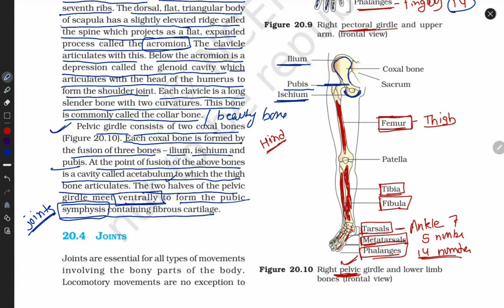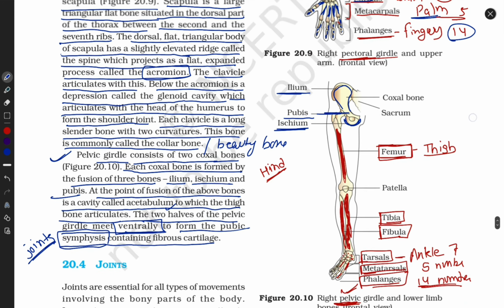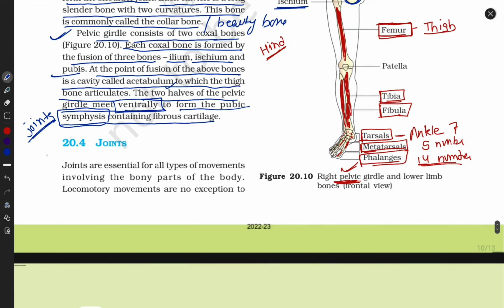So that's all for now. We are complete here with the pelvic girdle and pectoral girdle. In the last video, we will discuss joints, how many joints are present in our body.